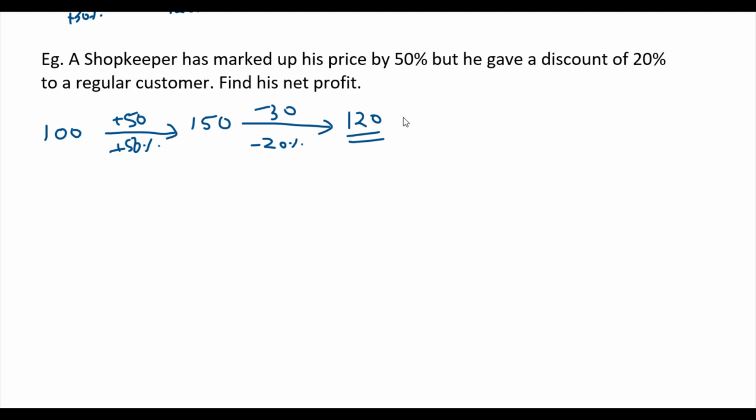So what will be his percentage profit? Final value minus initial value upon initial value into 100. You can apply that formula, or you can simply subtract 100 from the final value. You will get the same answer, which is 20%. So here the percentage profit is 20%. So this was all about successive percentage change. Now we will move on to our next concept of reverse percentage change.